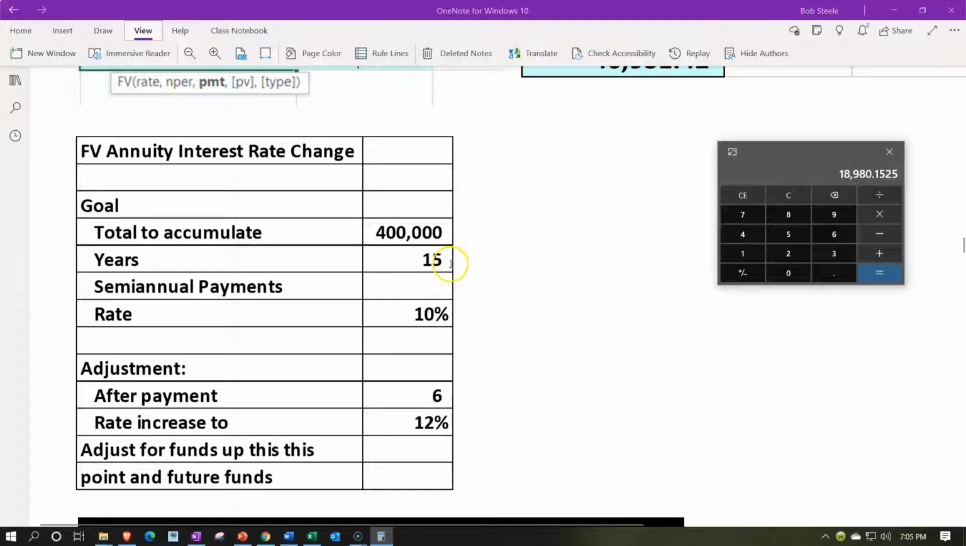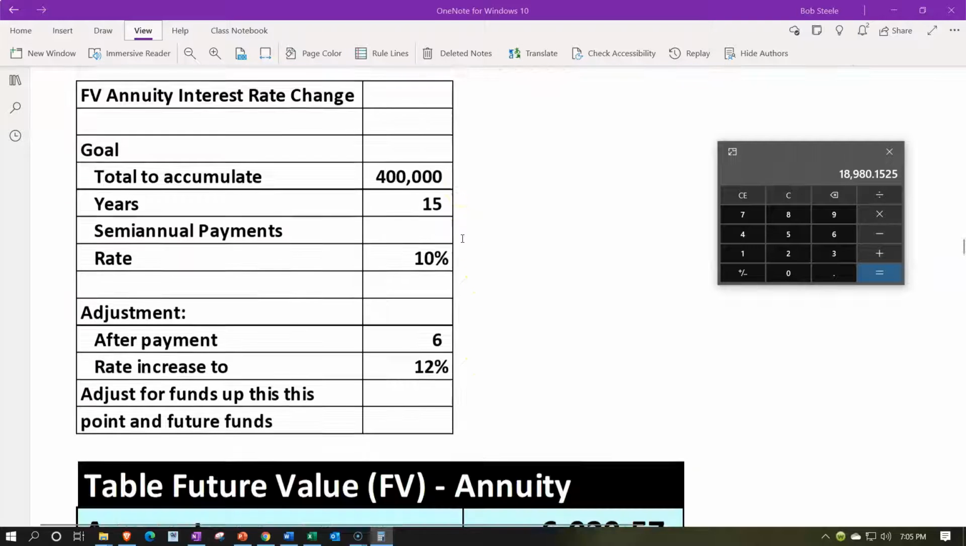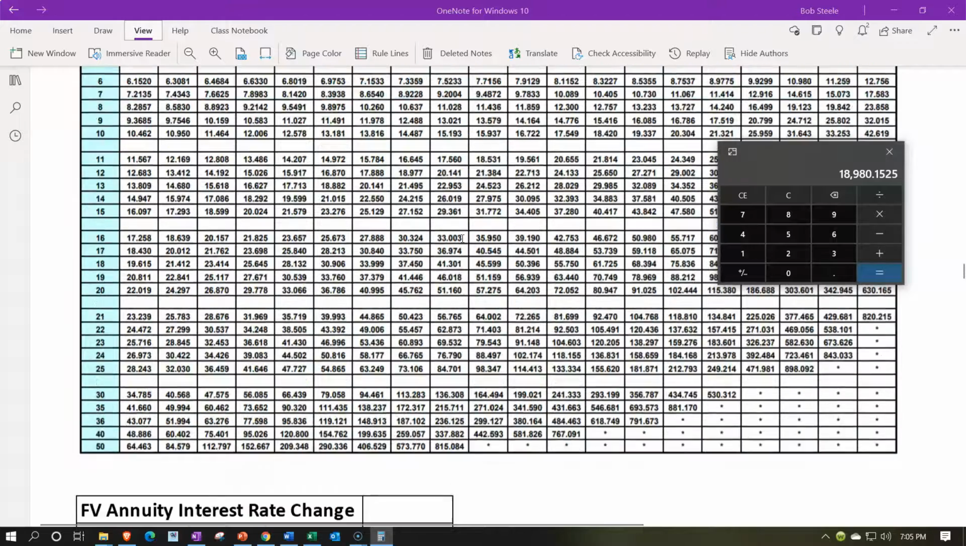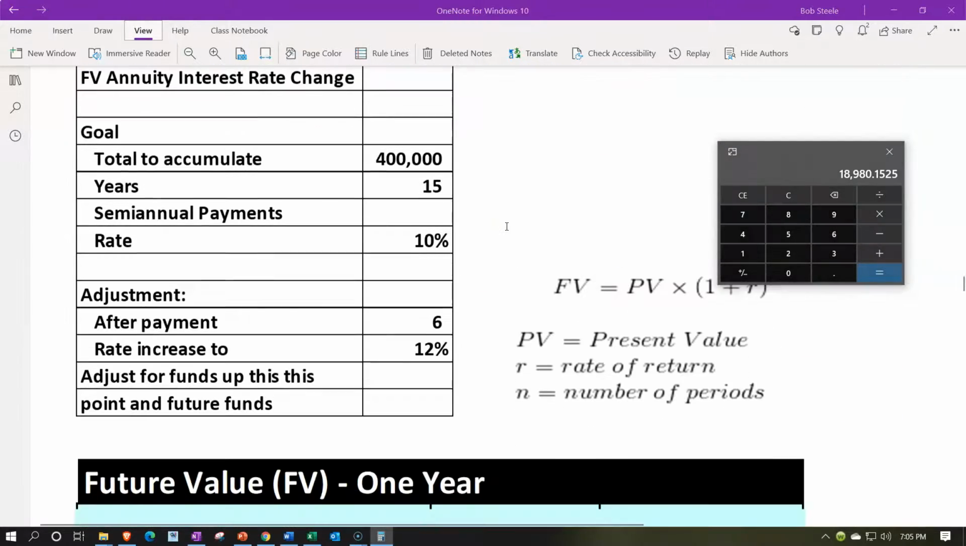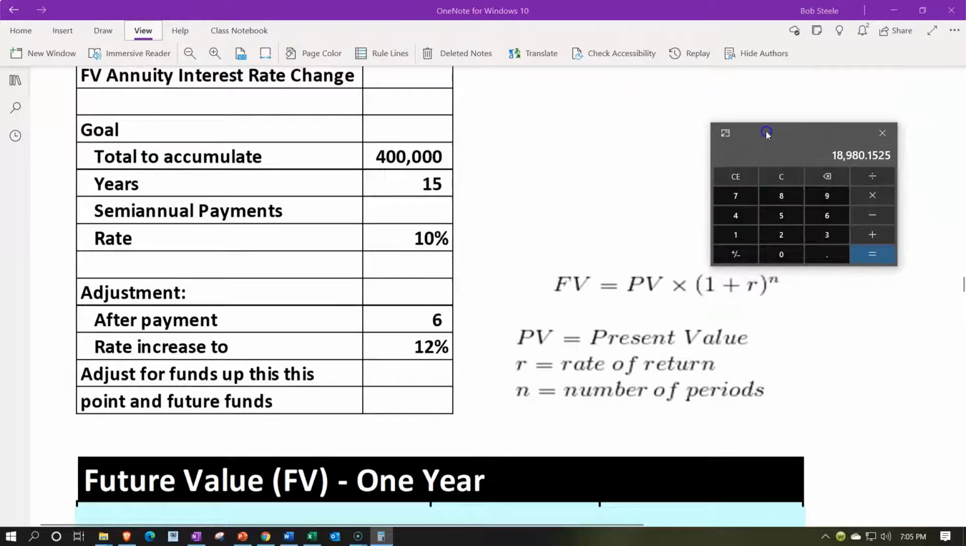And that's going to be 30 periods, semi-annual, 15 times 2, minus the 6 periods that passed. Now 24 periods remain. Once I do that, then I can figure out how much more needs to go in to get to that 400,000. So we're going to need to future value this amount we got to.